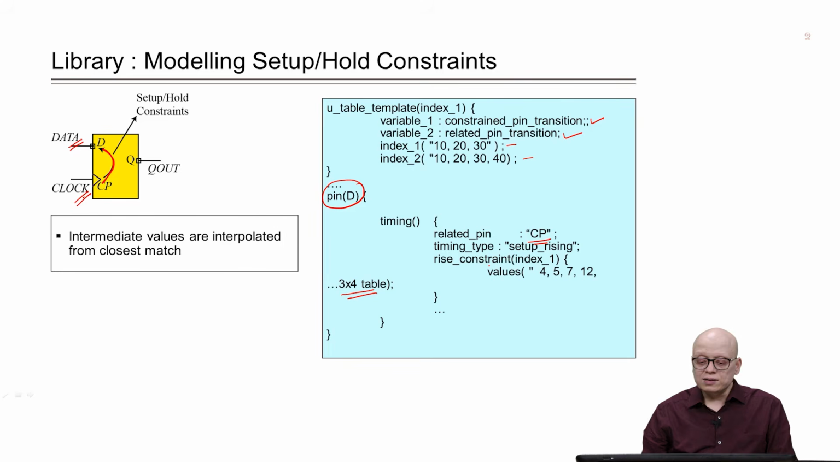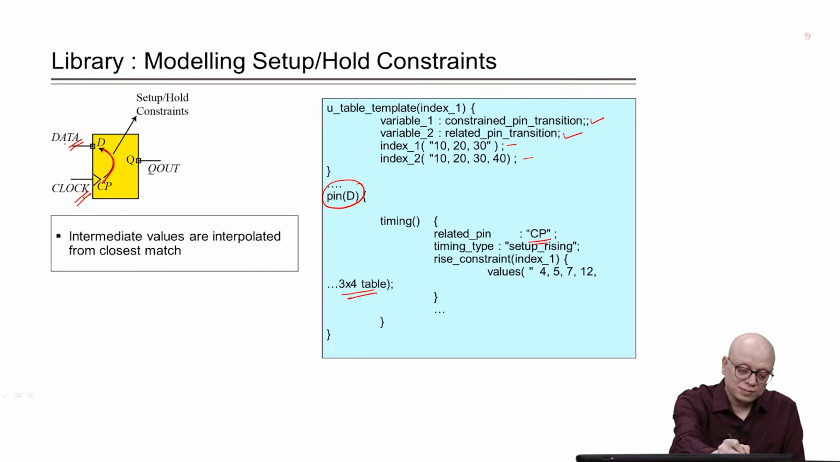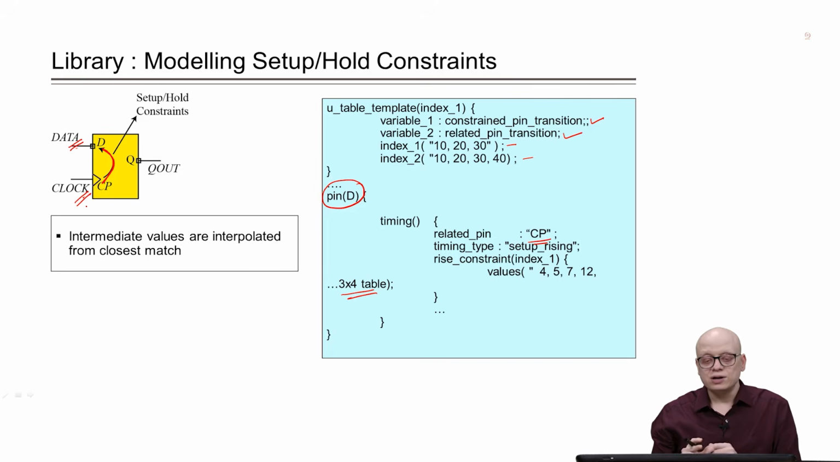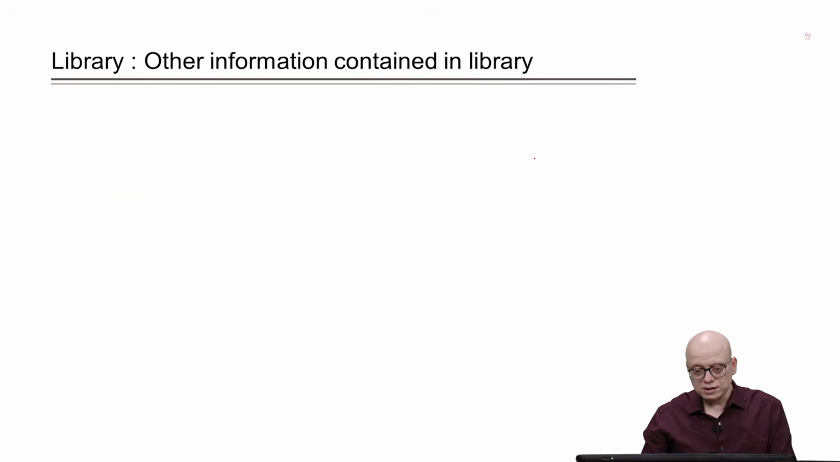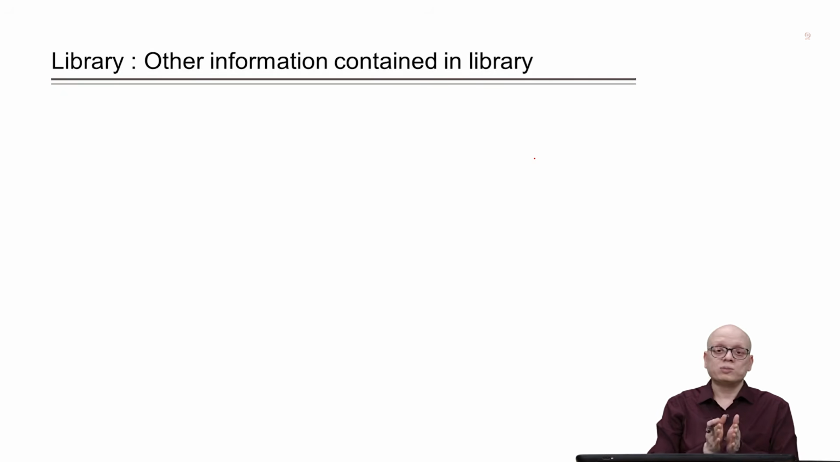Now, if the slew at the data signal and the clock signal take some intermediate values, which are not modeled according to the selected points, then some interpolation technique will be used, as we have seen for the delay case. Now, what we saw are some of the important information that are modeled inside a technology library.